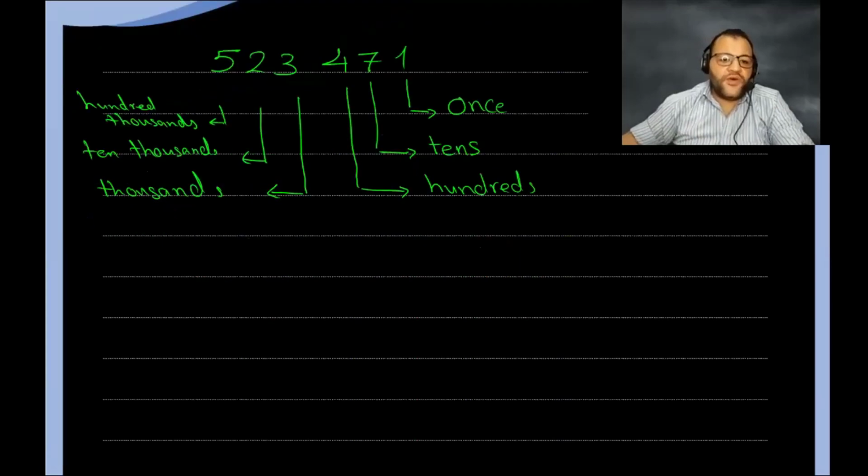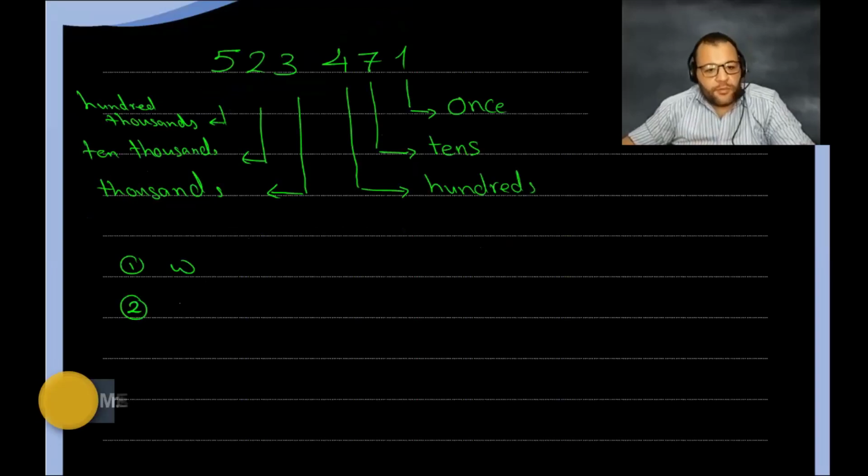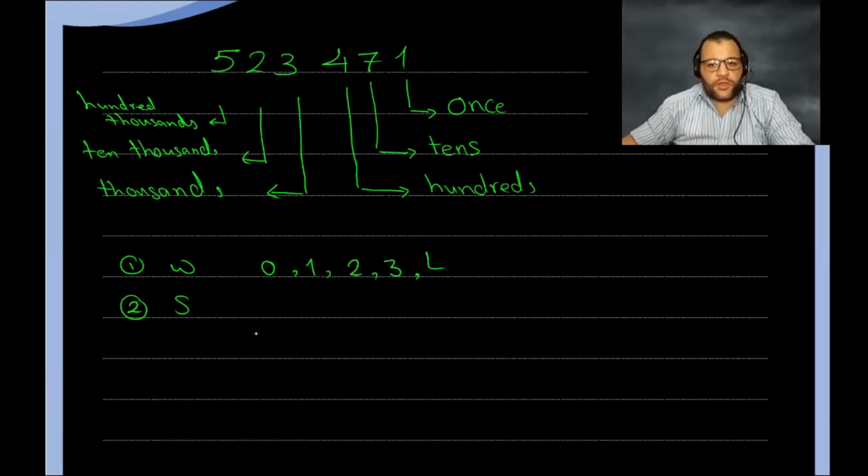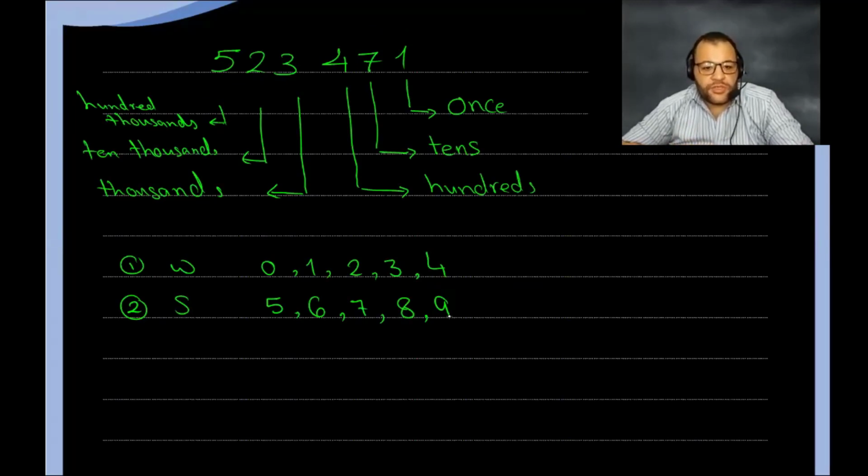Number 1, we need to divide the numbers into weak numbers and strong numbers. What are the weak numbers? The weak numbers are 0, 1, 2, 3, and 4. The strong numbers are 5, 6, 7, 8, and 9.